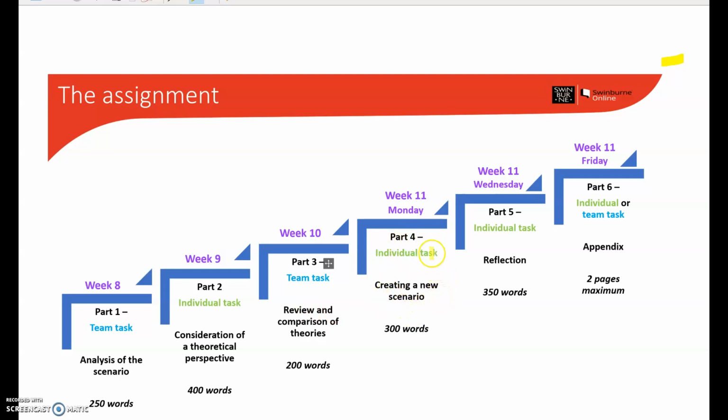So in part 4, you're going to create a new scenario. You're going to improve on what's happening in this classroom. You're going to reflect on your own learning and completing the task, how you've changed, what you understand now about theories and teaching and learning, has it changed in the last 12 weeks? And the last part is your appendices.